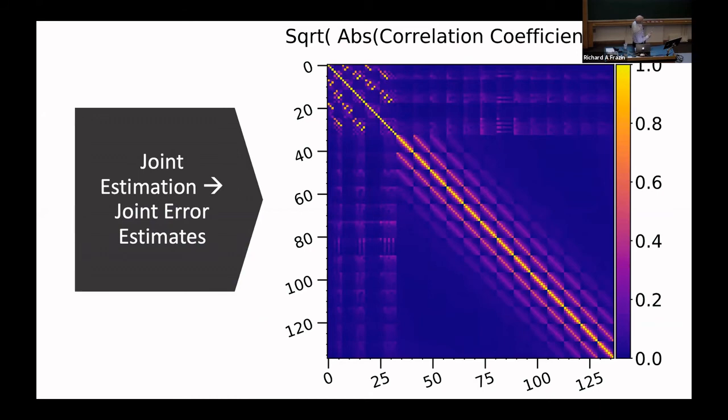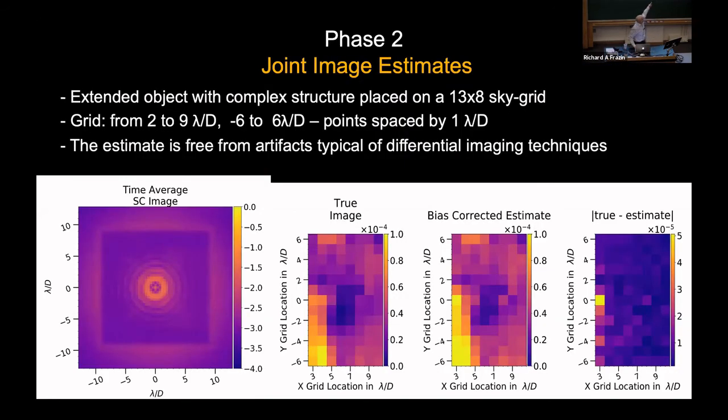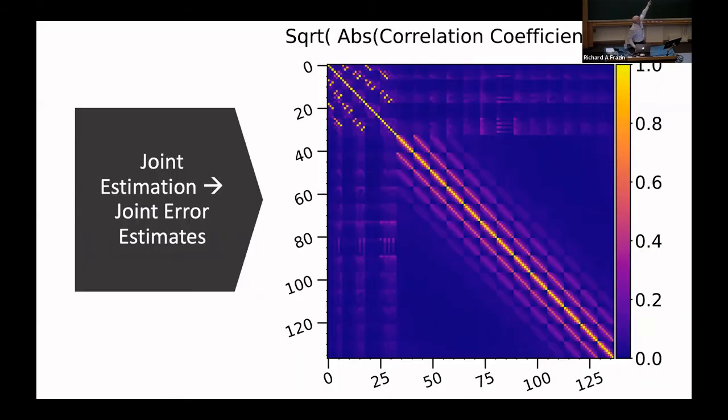So we had a little bit over 100 image points on that grid. So we had to estimate 13/8 quantities. So I think that's 104. So there are 104 image points, and those were simultaneously estimated with the 36 Zernike modes. And so we get a joint error covariance matrix to characterize the errors.